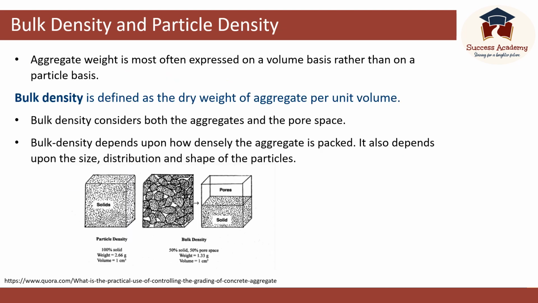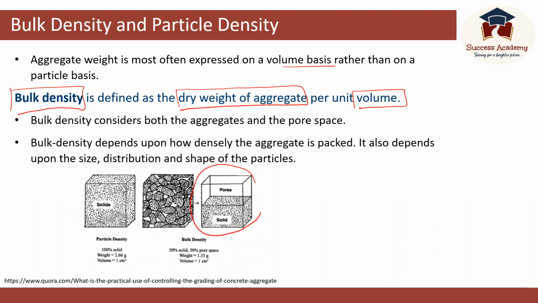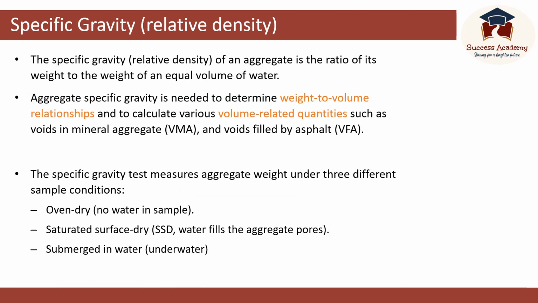Now let's look at the bulk density and particle density. Aggregate weight is most often expressed on the volume basis rather than the particle basis. The bulk density is defined as the dry weight of aggregates divided by the volume. When you consider the volume, we need to consider the volume of aggregates and also the volume of space. So like this. So the bulk density depends on how densely the aggregates are packed. That means the particle size distribution of the aggregates and also the shape of the particles.